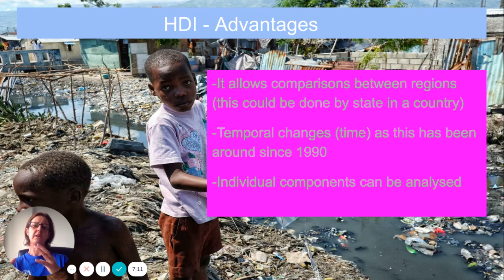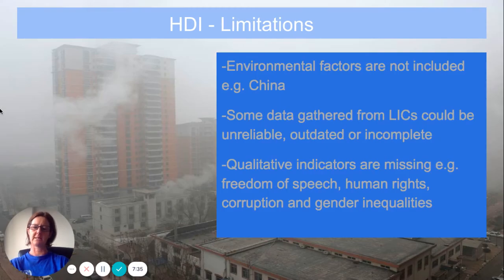Okay, so it allows comparisons between regions. I could do this by a state in a country, all right, or I could do this in different parts of the world. It allows temporal, which means changes over time, not just since the 1990s, but one thing that's going to be really interesting is post-COVID. So how do these countries come out in 2021, all right? So as I said previously, I can look at individual components as well and analyze these.